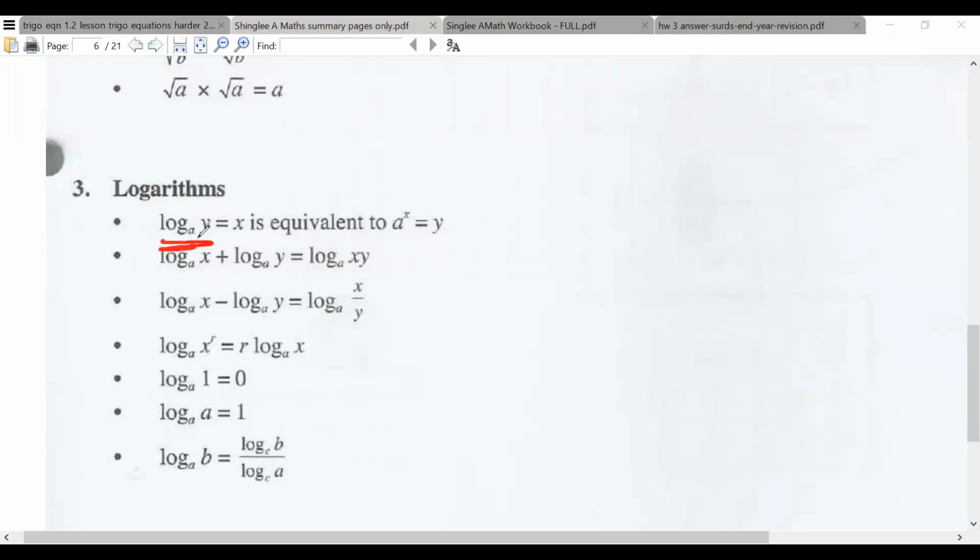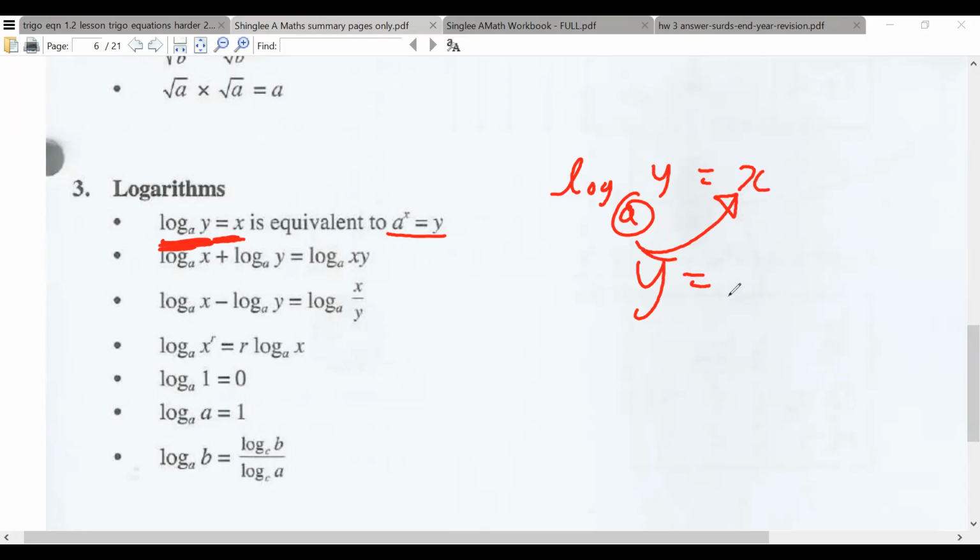Okay, so this is the definition. Log y base a equals x is equivalent to a to the power x equals y. Basically, whenever you have a base here, you have to bring it over. So what you'll be left with is y equals a, bring over, you're left with a, then power x. The a travels over, so it pushes the x up, so the x travels to the top.